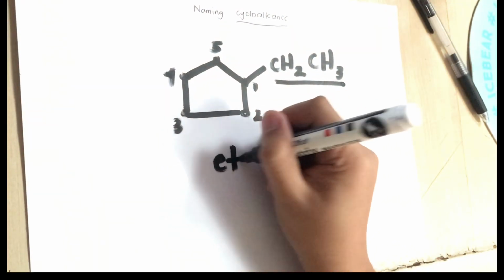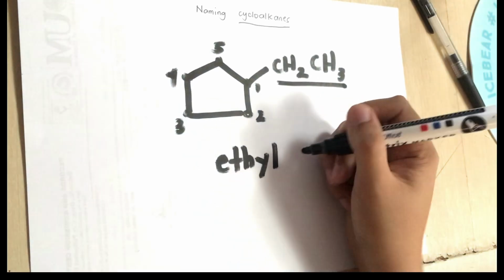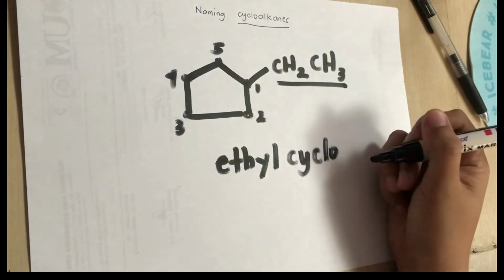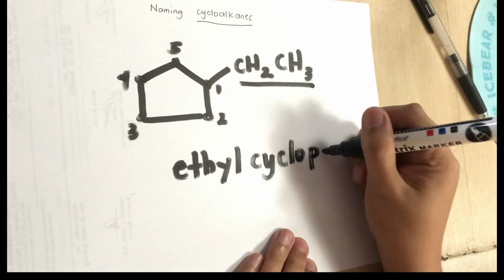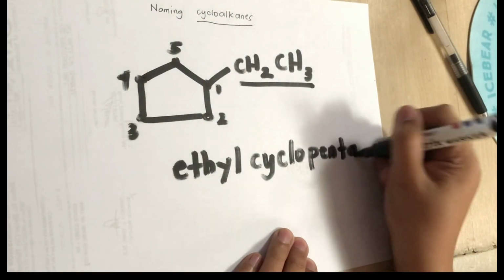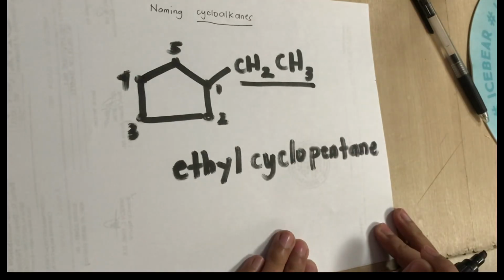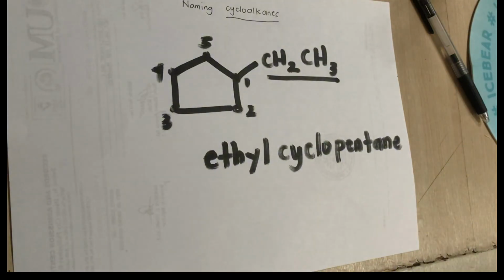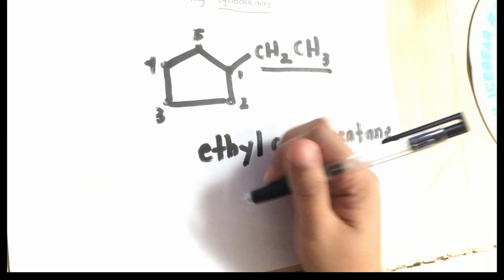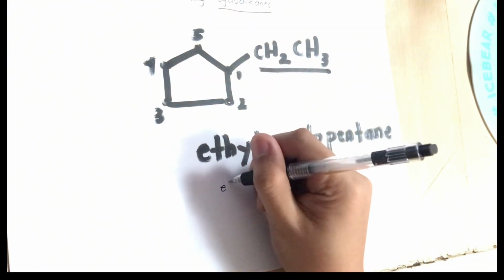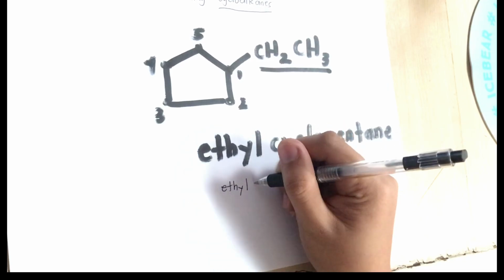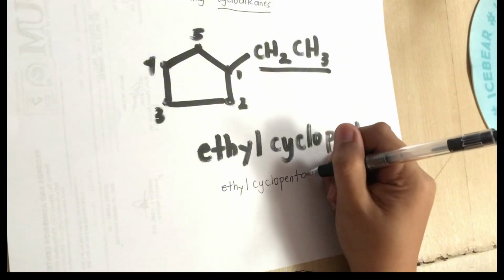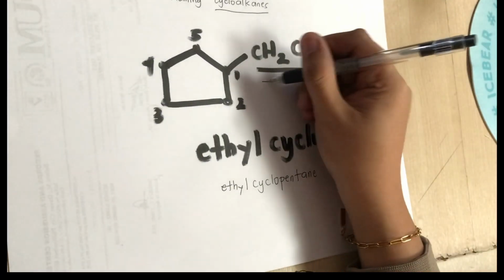So this ethyl is attached to a 5-carbon structure, which is called pentane. And since it is a cyclic structure, it is named ethyl cyclopentane. Again, the starting point of our counting is where there is an attachment. So it's 1, 2, 3, 4, 5, and our attachment is on number 1. So, it is ethyl cyclopentane.